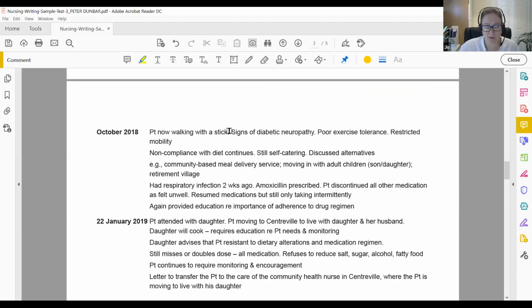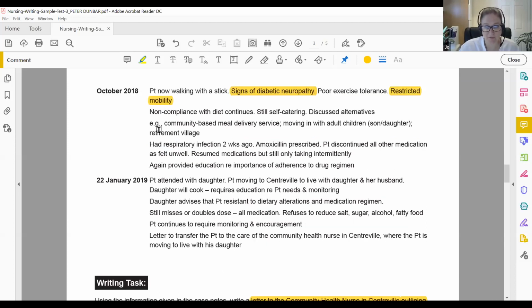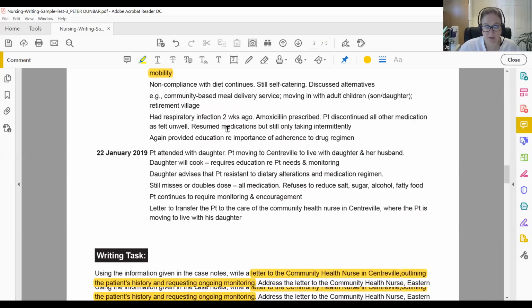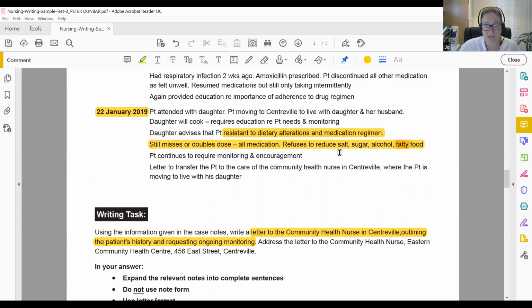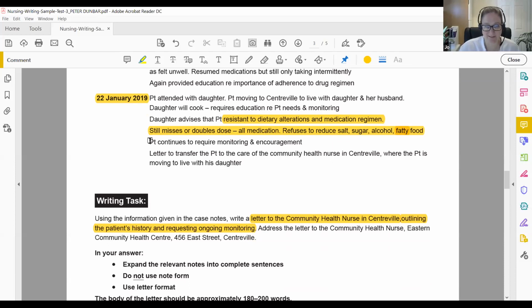So from October, he started showing signs of diabetic neuropathy, and he's now got restricted mobility. Still non-compliant, various things were discussed, and this is today. Okay, so he's still resistant to his diet. He misses or double doses the medication, and he's not reducing what he should be reducing. Okay, and so he needs this. So let's take a look at the letter that we're going to correct today.